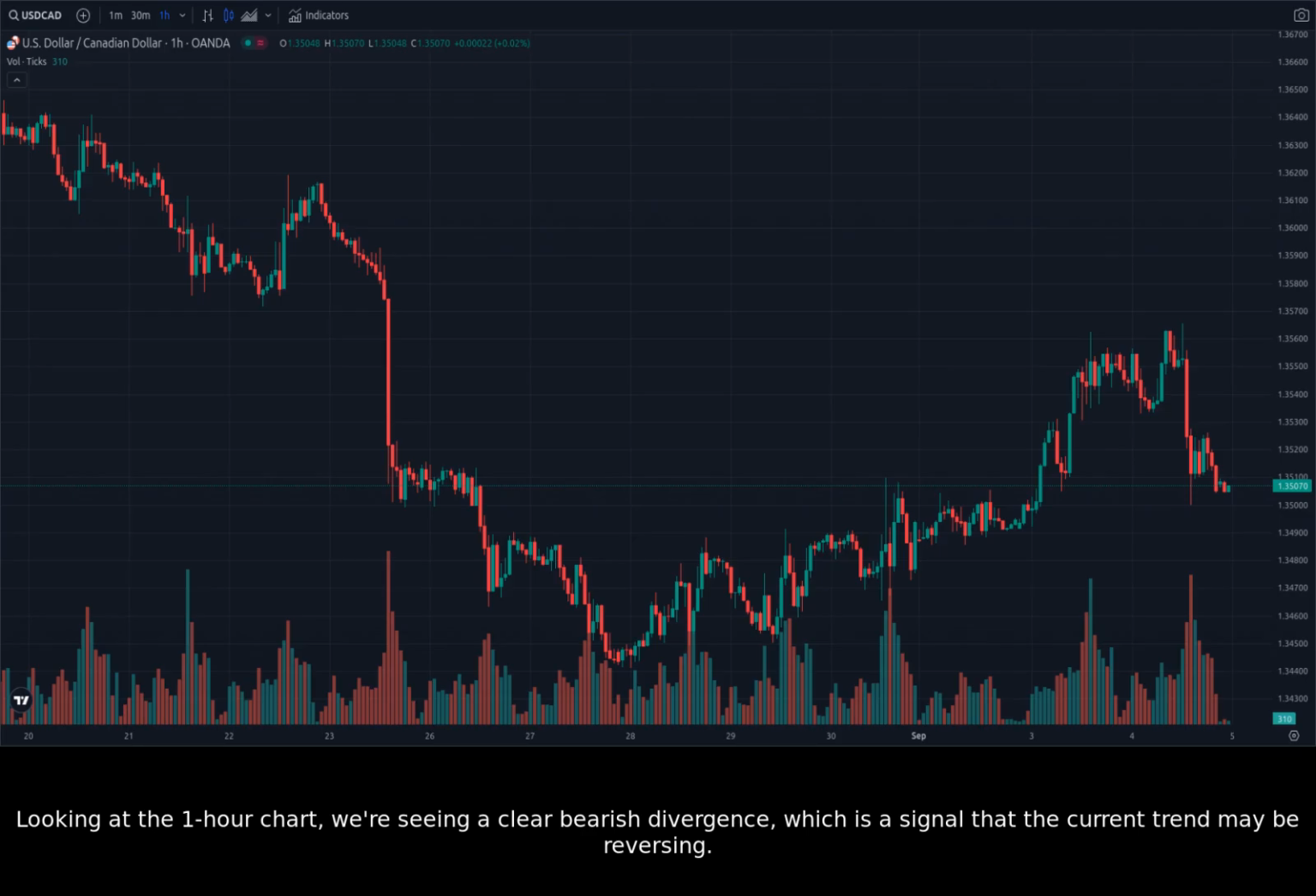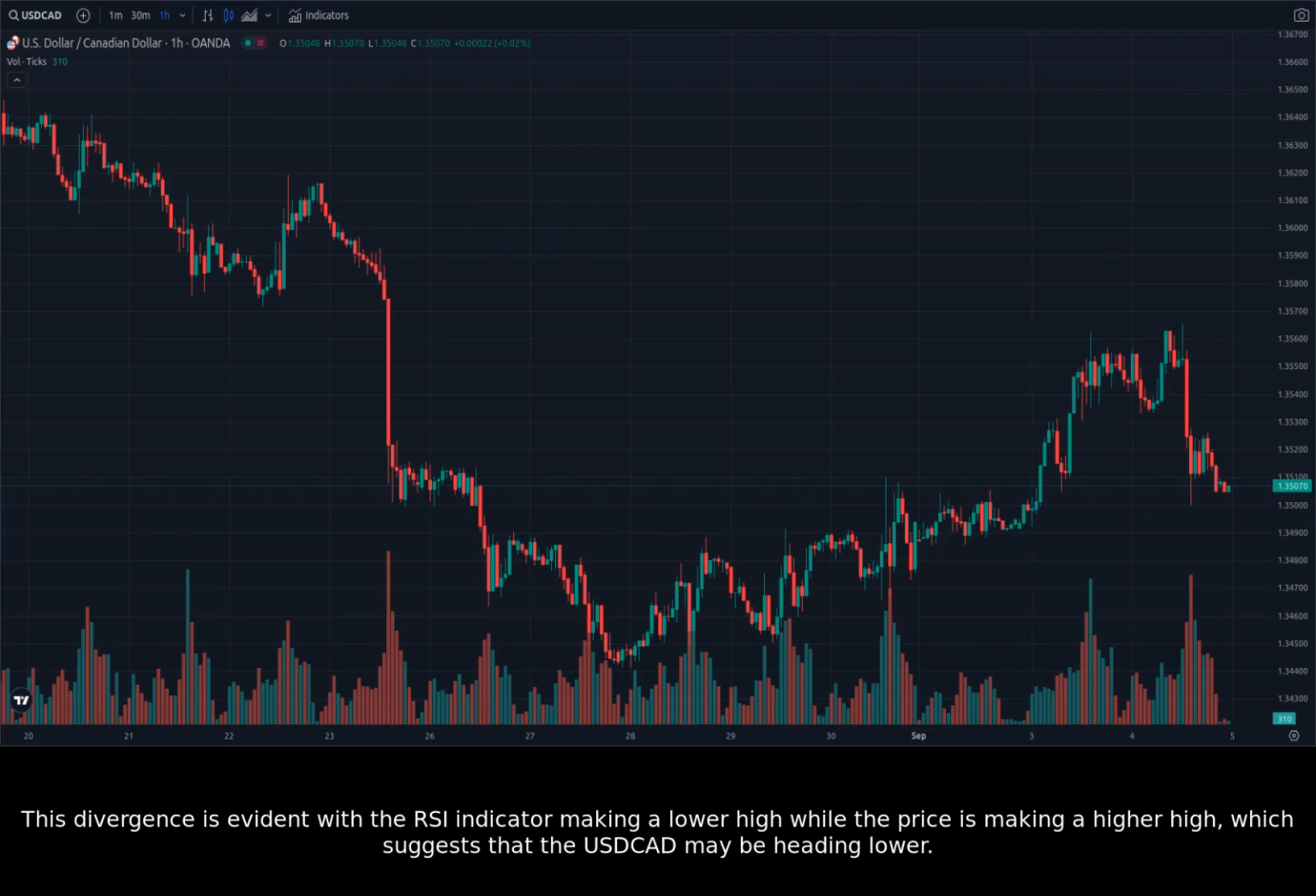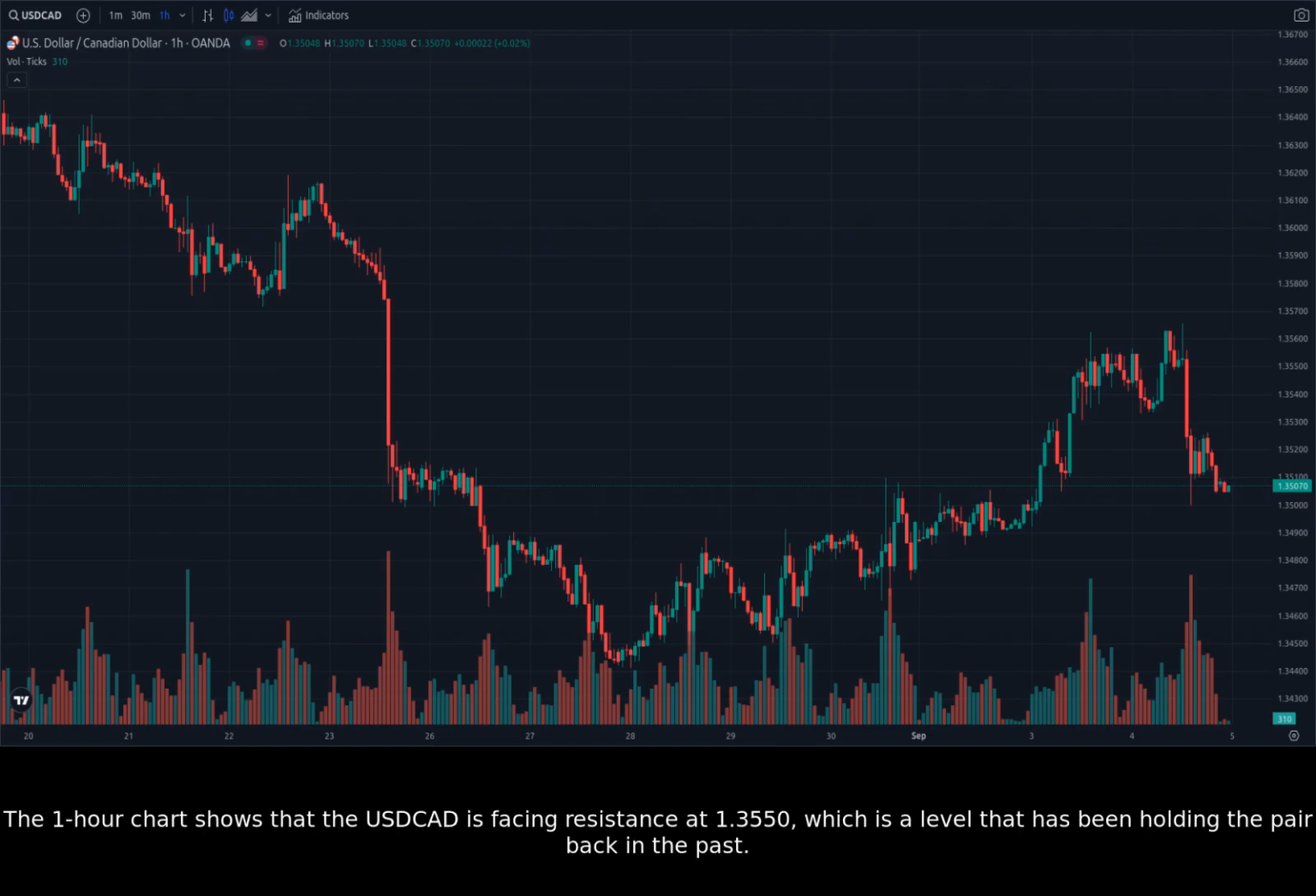Looking at the 1-hour chart, we're seeing a clear bearish divergence, which is a signal that the current trend may be reversing. This divergence is evident with the RSI indicator making a lower high while the price is making a higher high, which suggests that the USDCAD may be heading lower. The 1-hour chart shows that the USDCAD is facing resistance at 1.3550, which is a level that has been holding the pair back in the past.